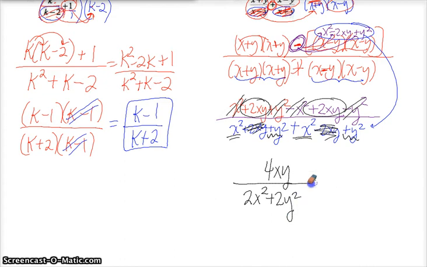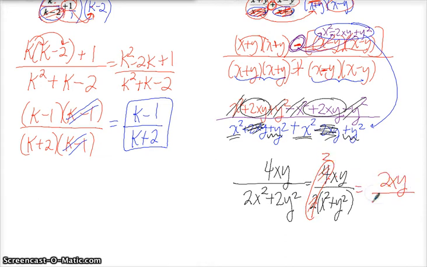So can I cancel anything? Sure. Because I can factor in the denominator. So what can I factor? I can factor out their GCF. So the GCF of 2 comes out. And then you can see these are factors because it's all being multiplied together. So 2 goes into 4 2 times. So my final answer is 2xy divided by x squared plus y squared. And that is it.